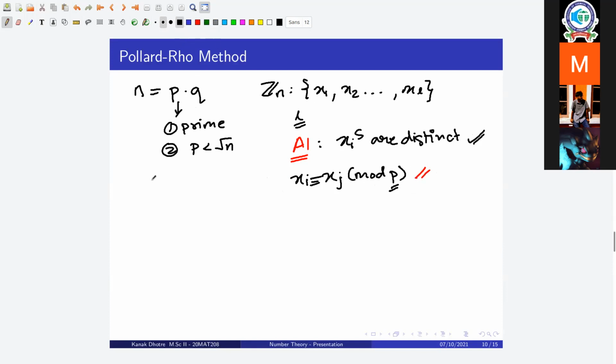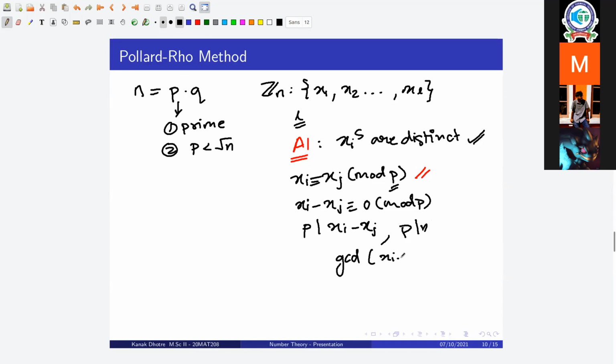So here is what we do. Now what I can do is write this as xi minus xj is congruent to 0 mod p, and then by the definition of congruences, this is just that p divides xi minus xj, right? And then by our hypothesis here, we also know that p divides n, right? So combining both of these things, can somebody tell me something about the GCD of xi minus xj and n?